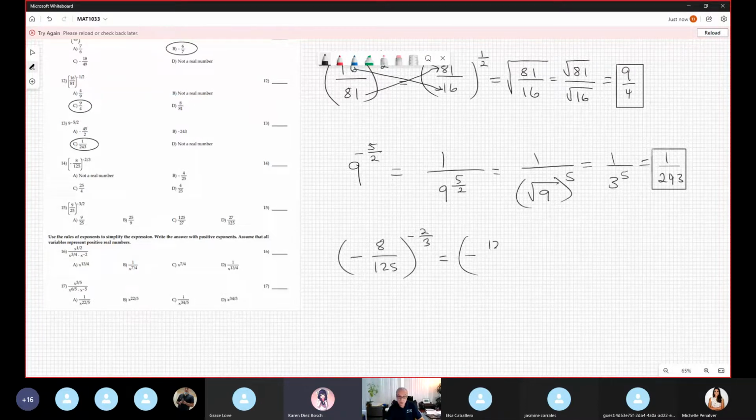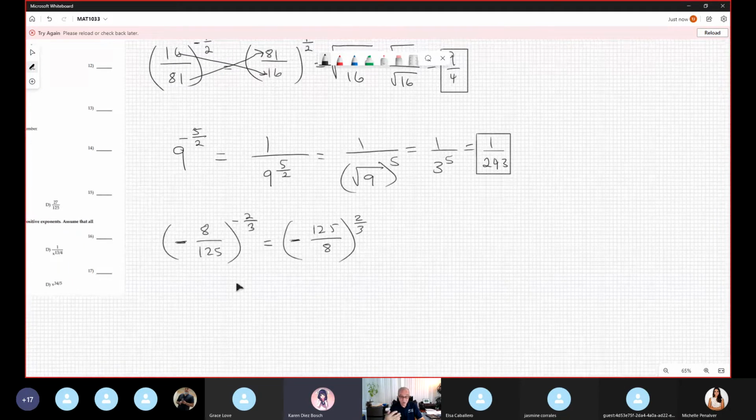Negative 125 over 8 raised to the third, positive. Change the negative exponent to a positive exponent by flipping this fraction. And this fraction was originally negative, of course I keep the negative, no? Because when you flip it, the negative stays.